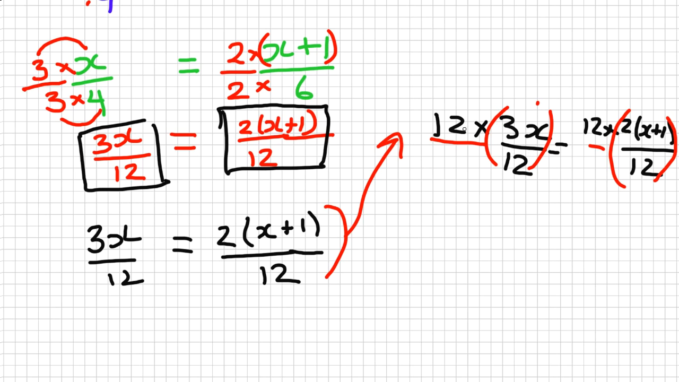So if we times 3x by 12 and then divide it by 12, we just end up with 3x. Likewise on the other side. If I have 2 times x plus 1 and I divide all of that by 12 and then I times it by 12, we're just back to 2 times x plus 1. So they cancel out. That's how we get to 3x equals 2 times x plus 1.